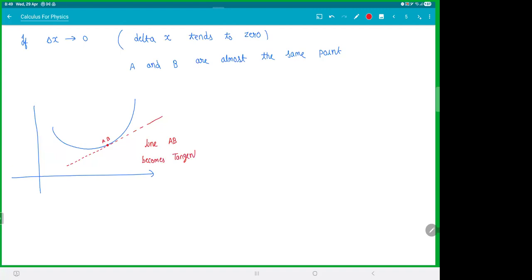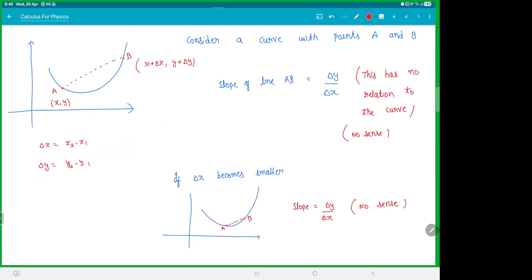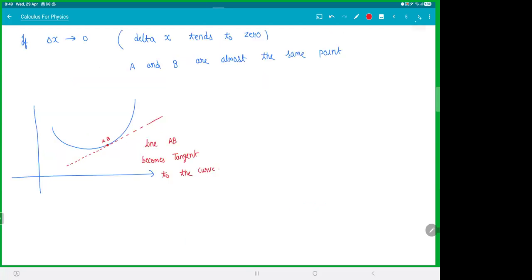So when you bring them very, very close, now suddenly it starts making sense. That line AB now has a meaning. It is a tangent to the curve. It has some relation to it. So when you keep them very far, it has no meaning. When you bring them closer, there is no meaning. But when you made the distance tend to zero, suddenly it started making sense. Is that making sense, everyone? So when you bring it very, very close, it started making sense.